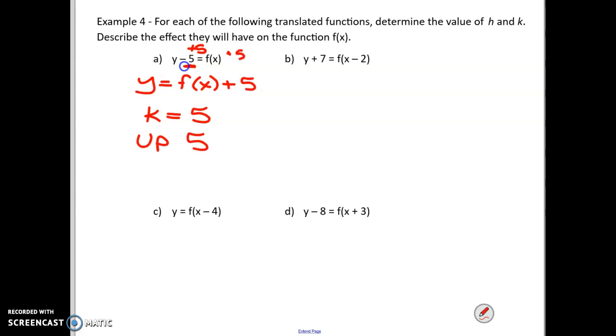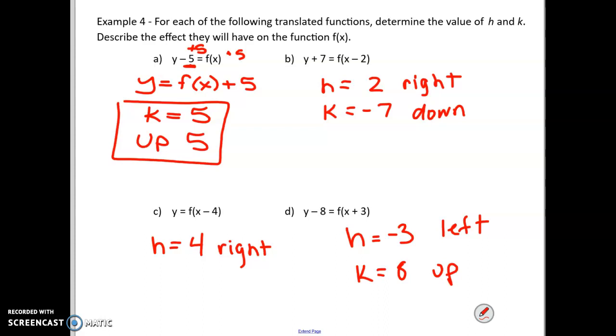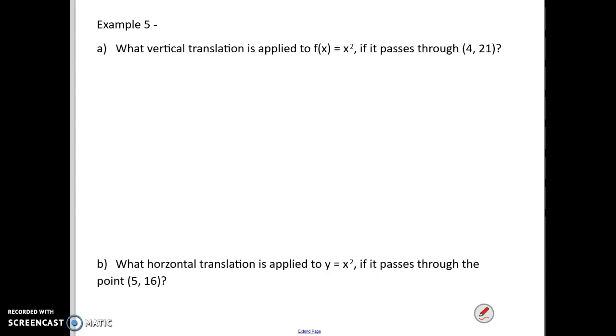So for this question, I want you to state the h or the k, and also in words, tell me how that's moving, up, down, left, or right. And you can check your answers with those on the board. Now we're going to go to example 5, last example for today. What vertical translation is applied to x squared if it passes through the point (4, 21)? Now this is tricky, okay? We're applying a vertical translation, which means we're applying a k value.